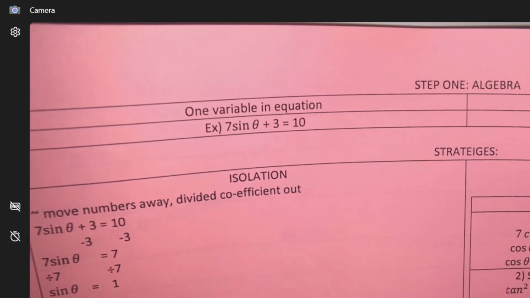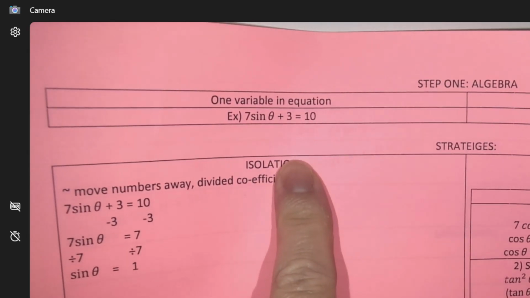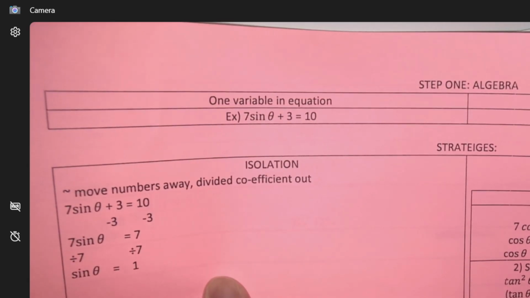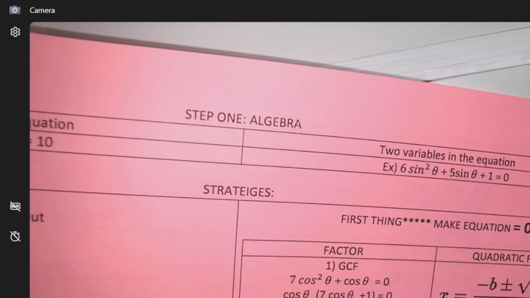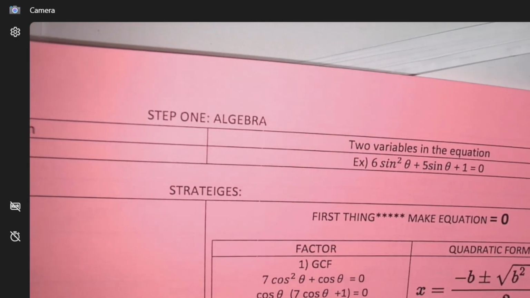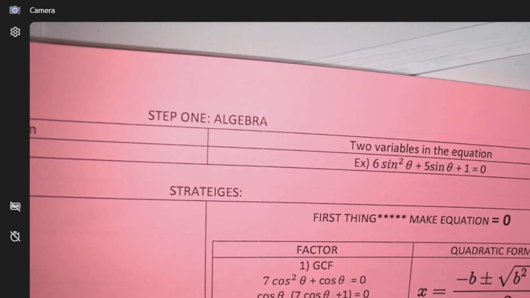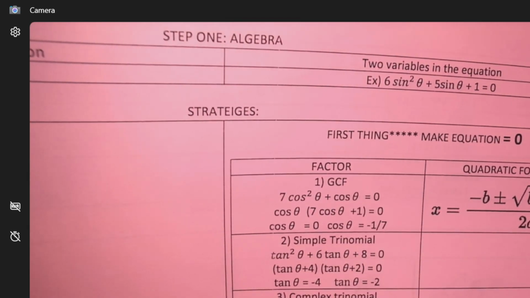Okay, step 1 is your algebra. So we talked about one variable, you can isolate. We talked about two variables. What's your first thing every time if you see two variables? Before factoring, equals 0, then you can look for factoring. If it's not factorable, formula.